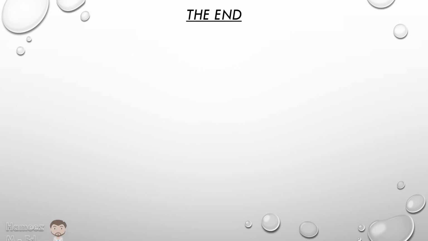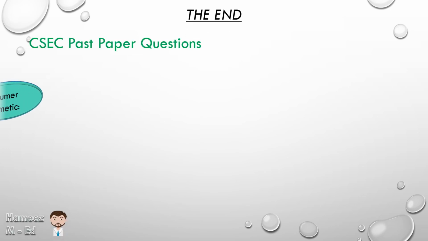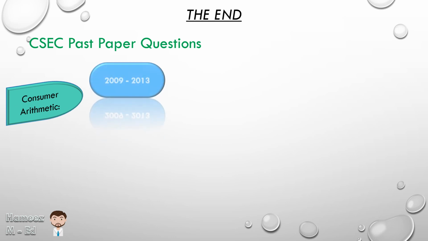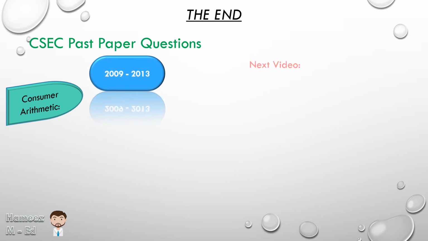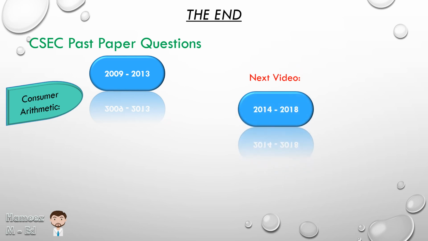We've now come to the end of CSEC possible questions in the topic of consumer arithmetic for the years 2009 until 2013. In our next video, we'll be looking at the next 5 years from 2014 until 2018.